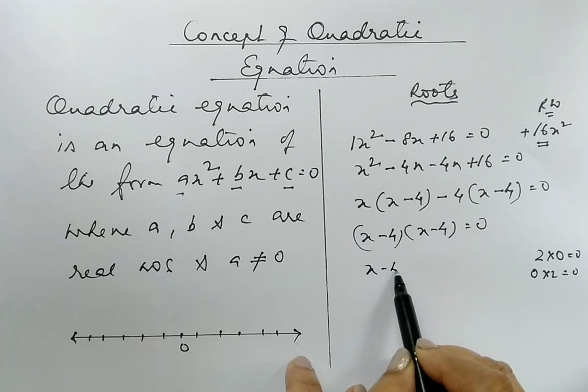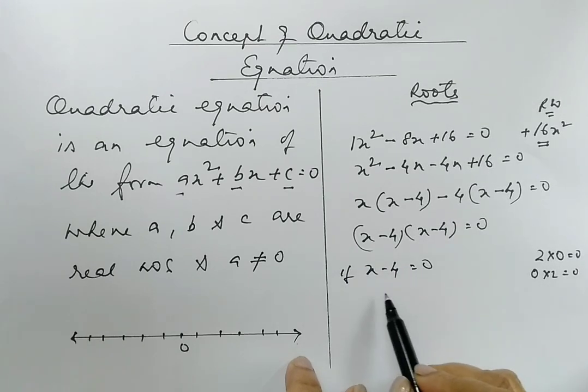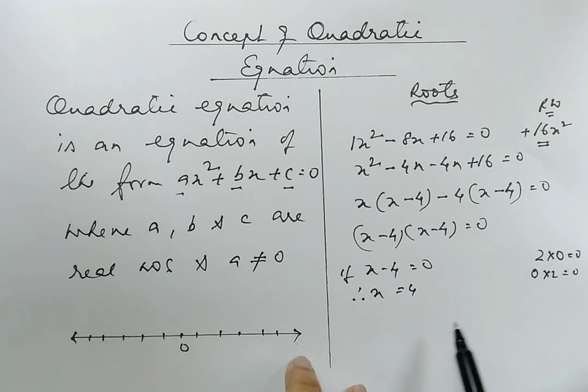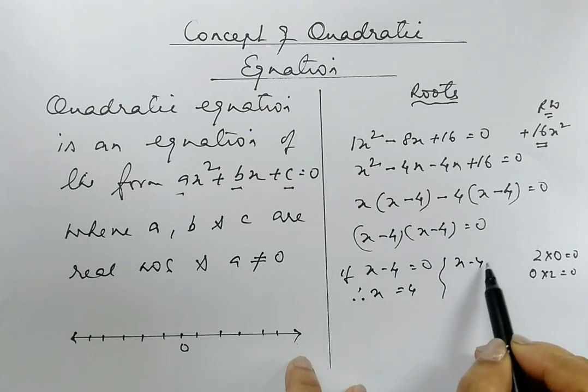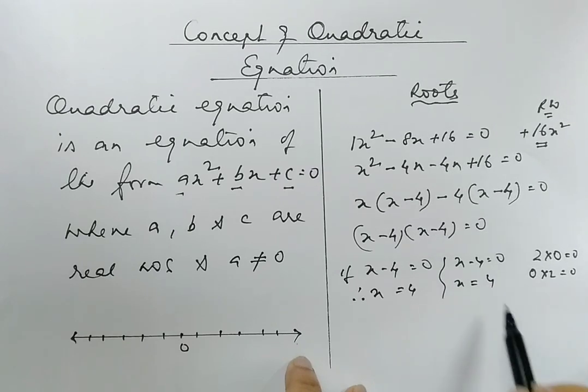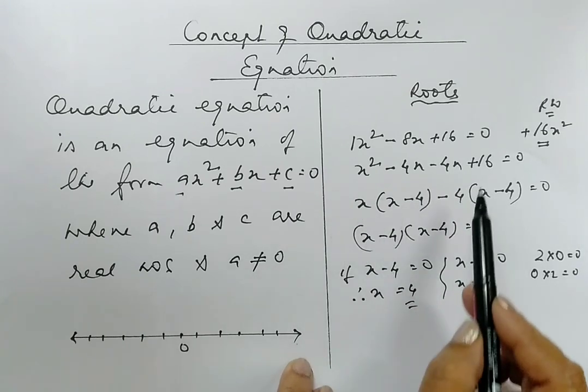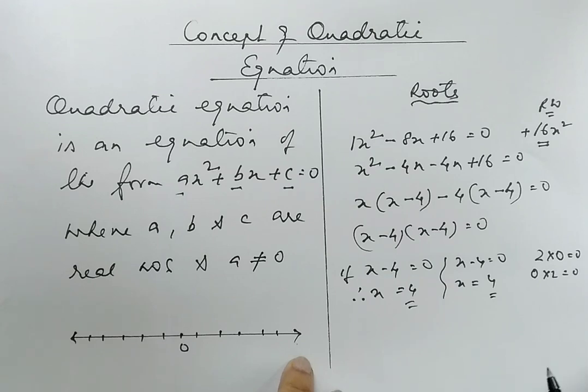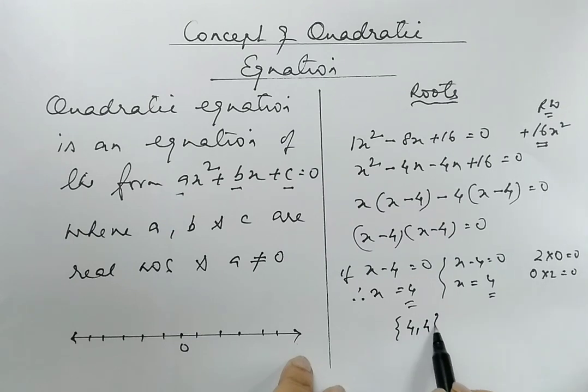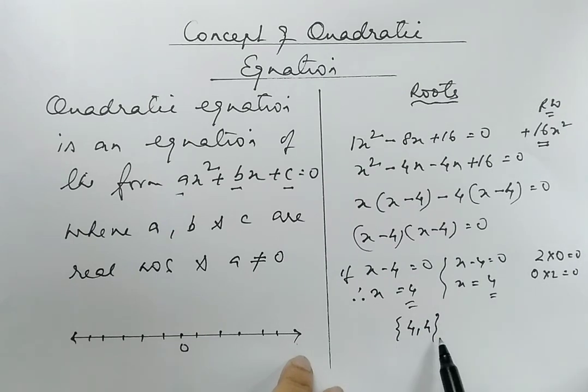If this is equal to 0, then x will be equal to 4. And similarly for this, x minus 4 equals 0, so x will be equal to 4. So here we have found the roots of the quadratic equation, which is my solution set, 4 and 4. They are equal roots, repetitive, and what we learn from this is that we have found our roots.